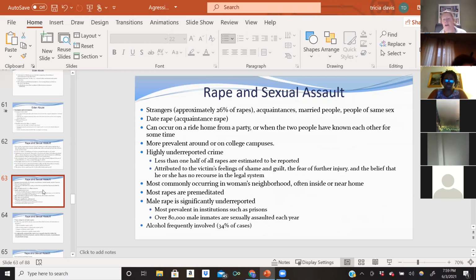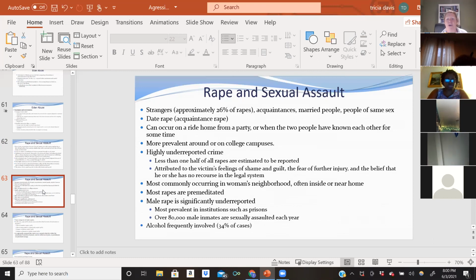It can be acquaintances, it can be married people, people of the same sex, and then we can also have date rape. We also call it acquaintance rape. Sometimes people will go to a party and they'll leave their drink out. Someone will put some type of drug in their drink. They'll drink it and then they don't remember what happens. And then they wake up somewhere and they might not be clothed, or they might have the impression that something happened. So that would be date rape.